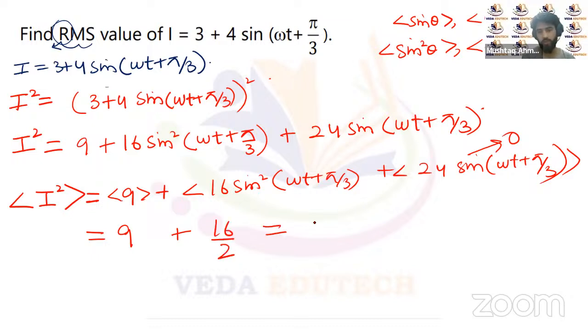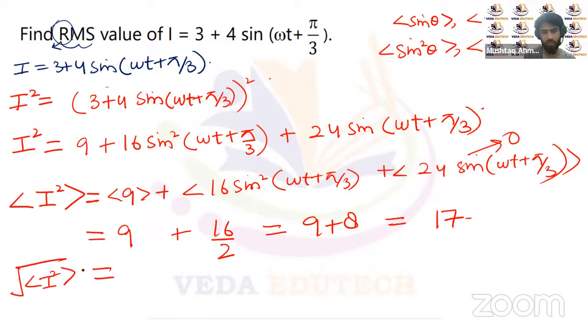That's equal to 9 plus 8, which is equal to 17. Now this is the mean square value. 17 is the mean square value. To calculate the RMS value, we just take the root of this, so taking root on both sides. This is nothing but the IRMS.